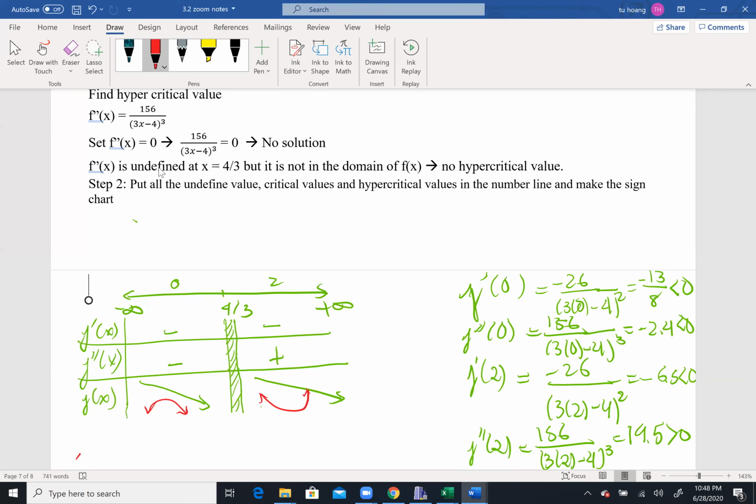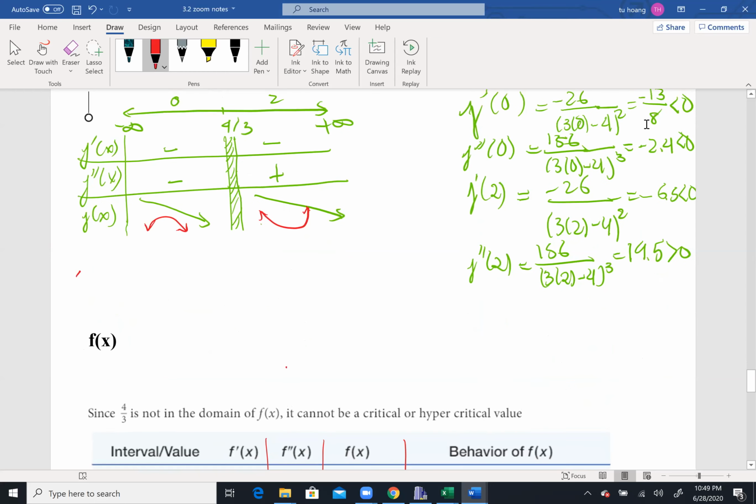We don't want an inflection, do we? Let me take a look at the definition of an inflection point. But actually, you know what? Since f of x is undefined at 4/3, there's no inflection point here. It's just like a hole at the changing point.